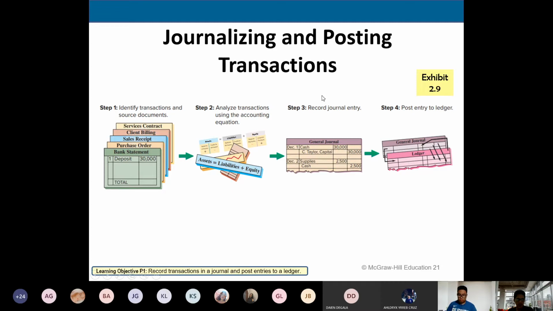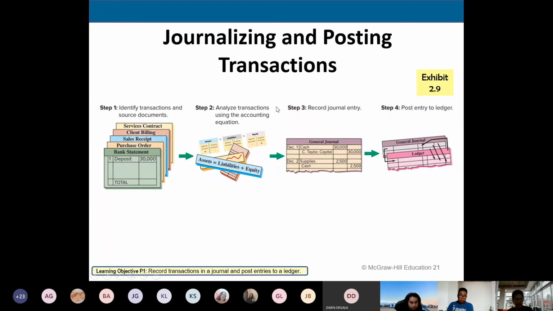So before we can actually proceed sa journalizing and posting of the transactions, there are steps to be followed. So the first step is to, of course, identify the business transaction and its corresponding source documents. Malalaman mo dito kung ito ba ay makaka-affect sa libro or hindi. And that would take place pag dating mo dito sa step 2.